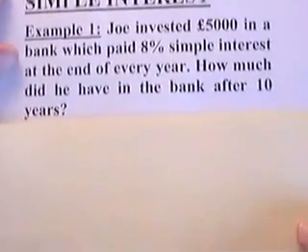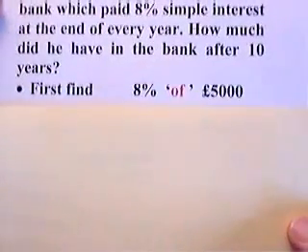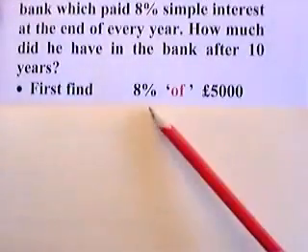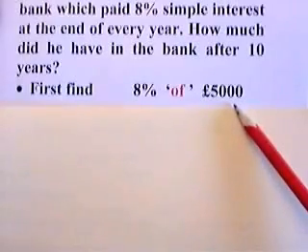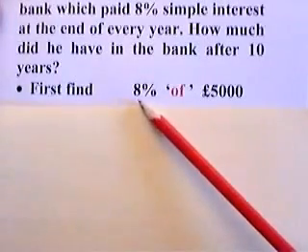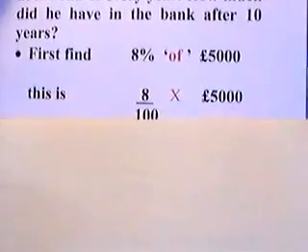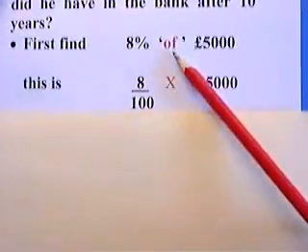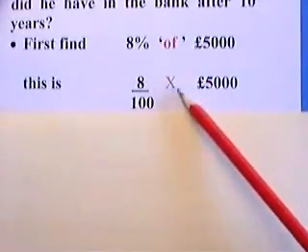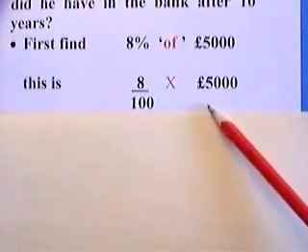Well, the first fundamental step is you've got to find 8% of the 5,000. This is 8% of the original sum invested. Well, change the 8% into its usual fraction of 8/100ths, and it's 8% of, the "of" changes into a multiply sign, and we've got this little bit of mathematics to deal with.